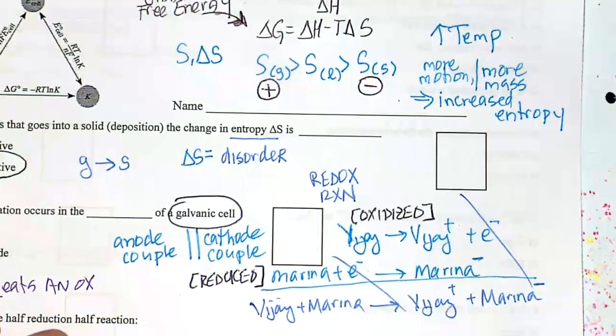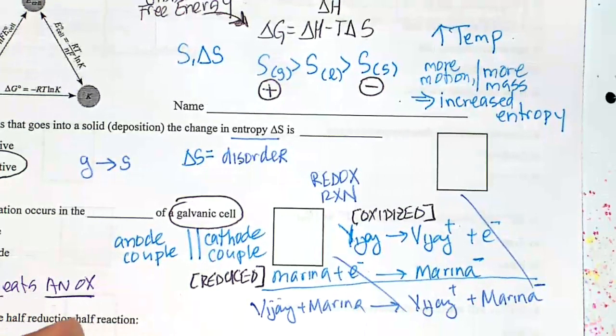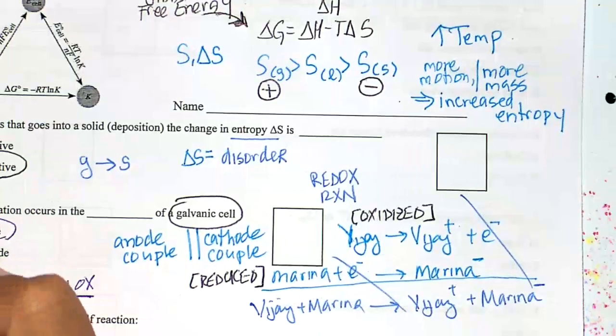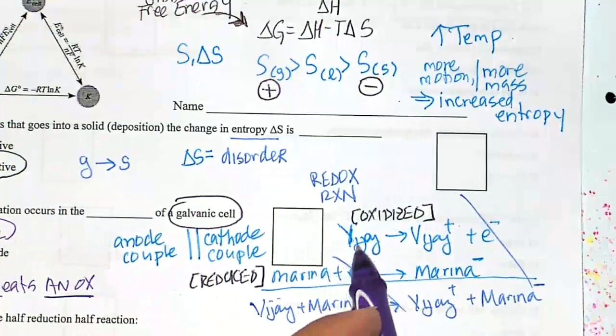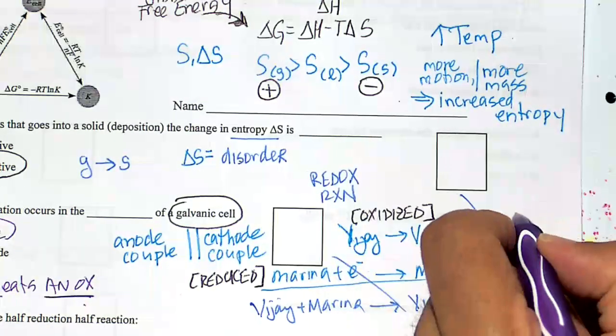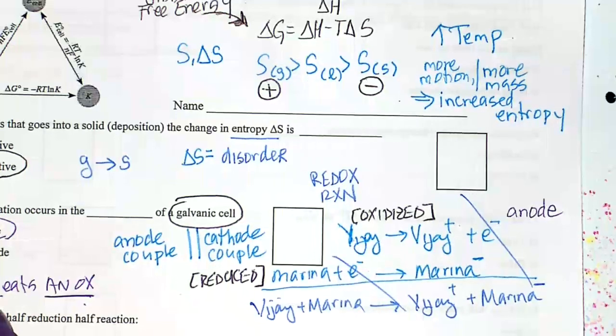Reduction occurs where? Cathode. Oxidation occurs where? Anode. So coming back to this question, oxidation occurs where? In the anode. Because I may switch these in the exam and say reduction occurs where? Then you'll write cathode. So oxidized, and ox, I am getting oxidized. If we are going to be a battery, I would be the anode.